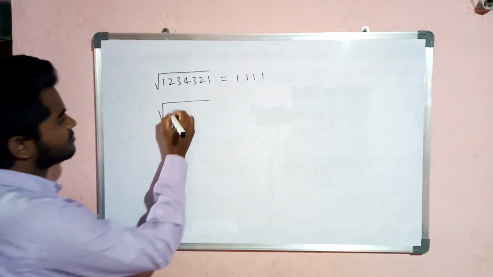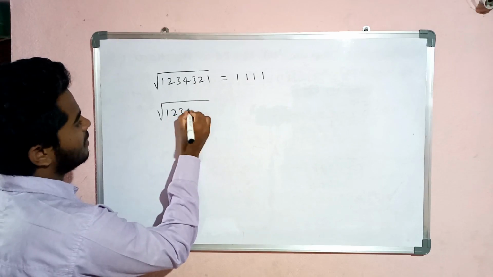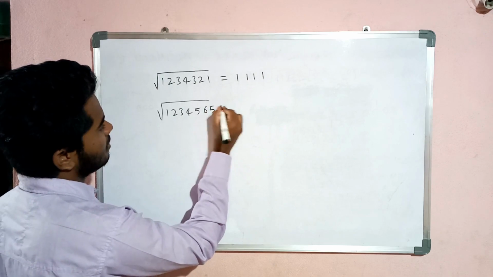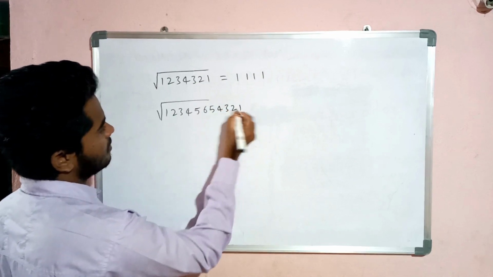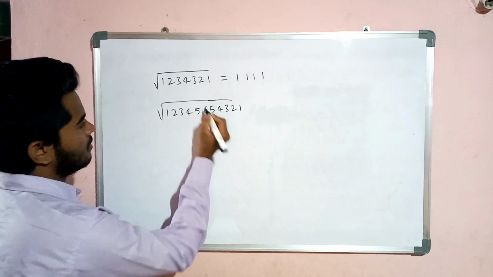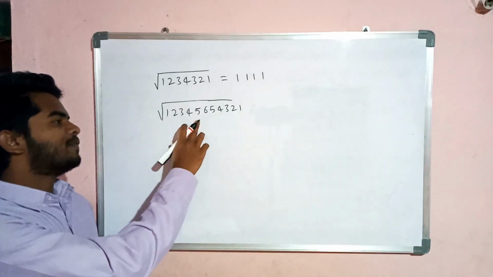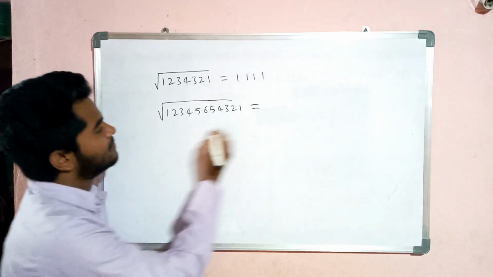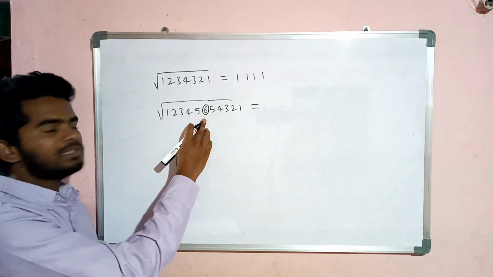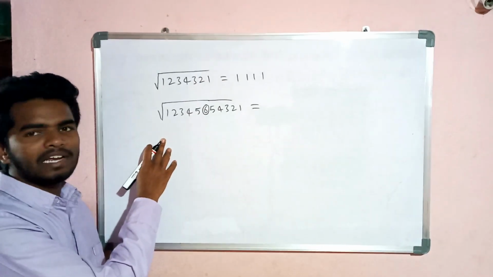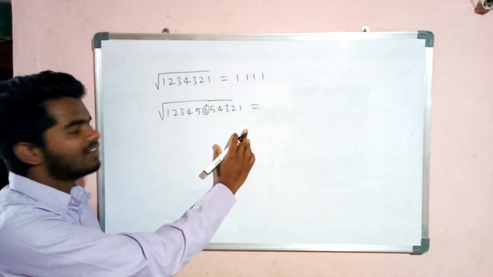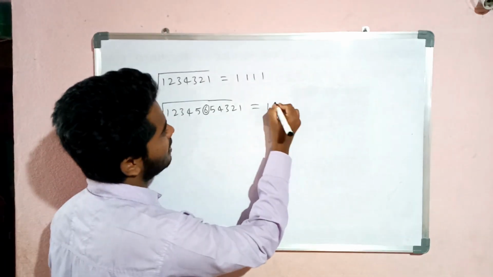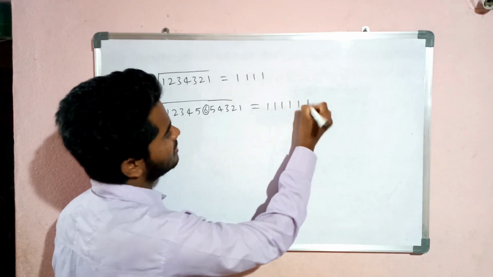Under root of 1 2 3 4 5 6 5 4 3 2 1 equals 6, since 6 is in the middle, decreasing to 1 on the left side and also on the right side. 6 is in the middle, so the answer is 6 ones.